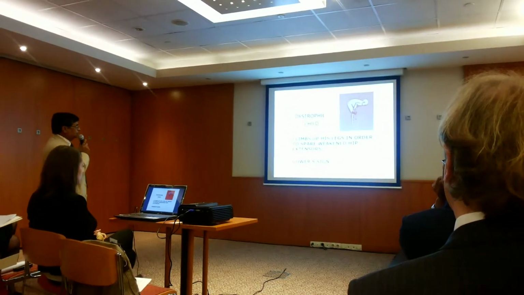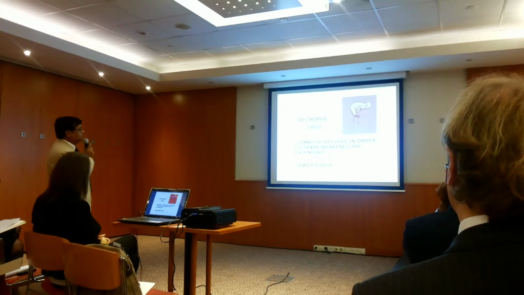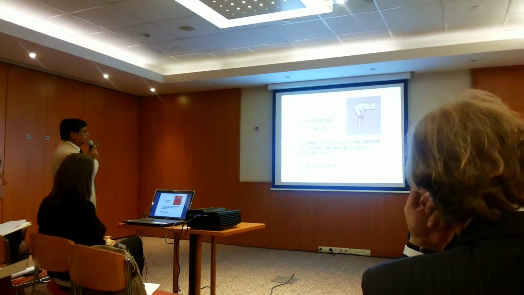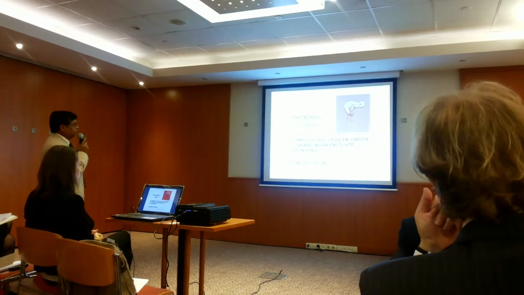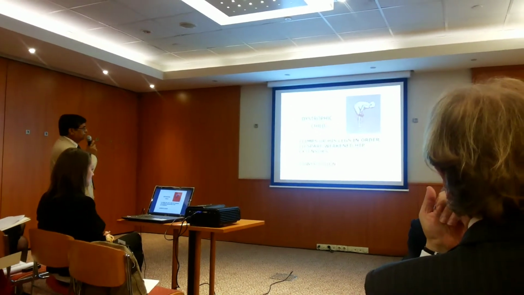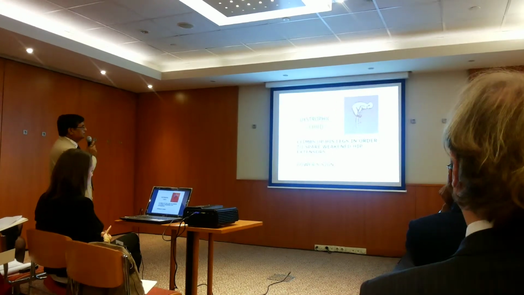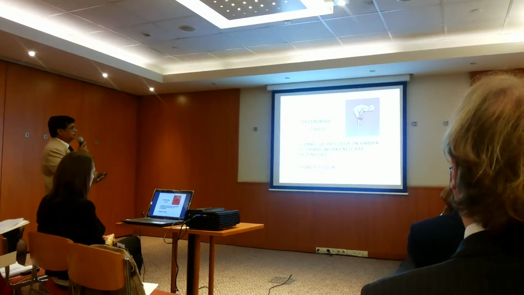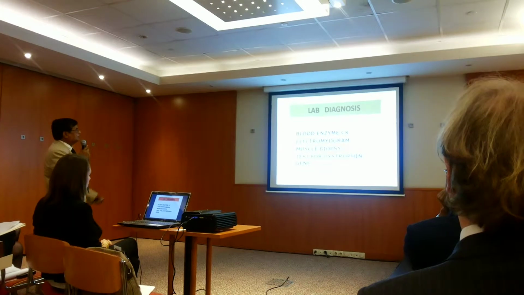This is the usual picture of a dystrophic child. There is weakness of the muscles, and he always climbs up his legs in order to spare the big hip extension muscles. This is a very popular sign, the Gowers sign, which we can identify by this posture of the disease.